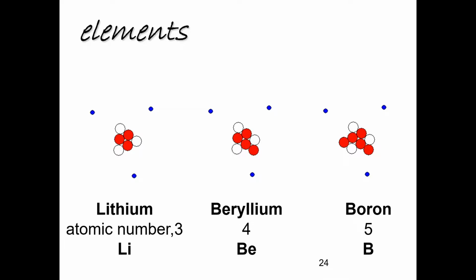The first atom has 3 protons, and that makes it lithium, and makes its atomic number 3. The atomic number corresponds to the number of protons. The second atom has 4 protons, and that makes it beryllium, and its atomic number is 4. The third atom has 5 protons, and that makes it boron, and its atomic number is 5. All that changes in these 3 atoms is the number of protons, and that changes them to different elements. The atomic number always indicates the number of protons. Remember that.